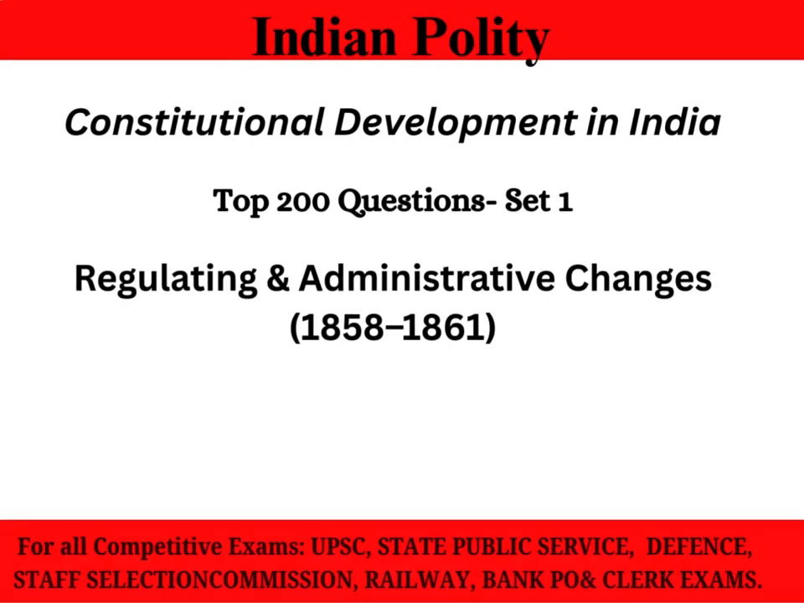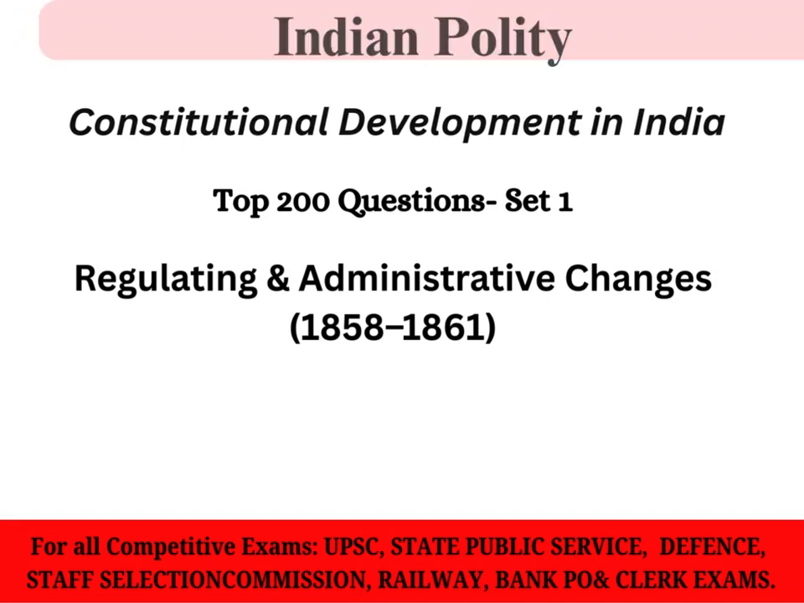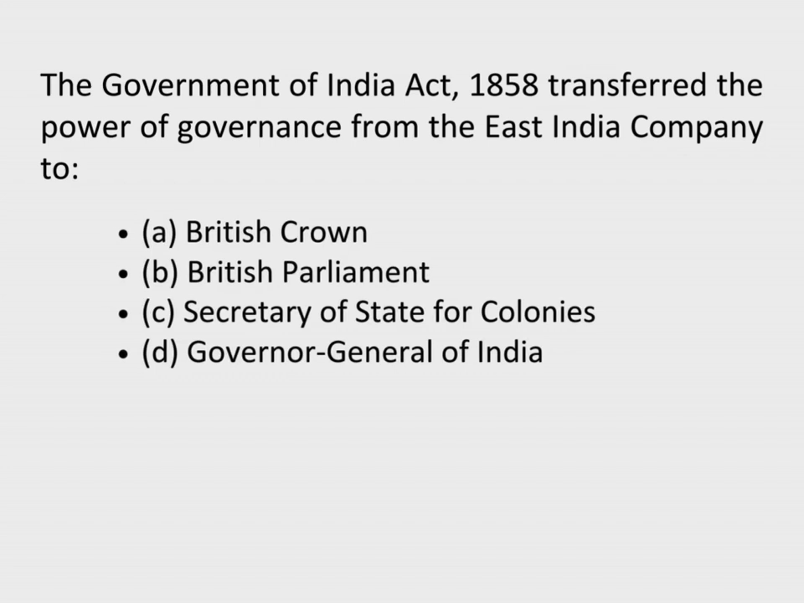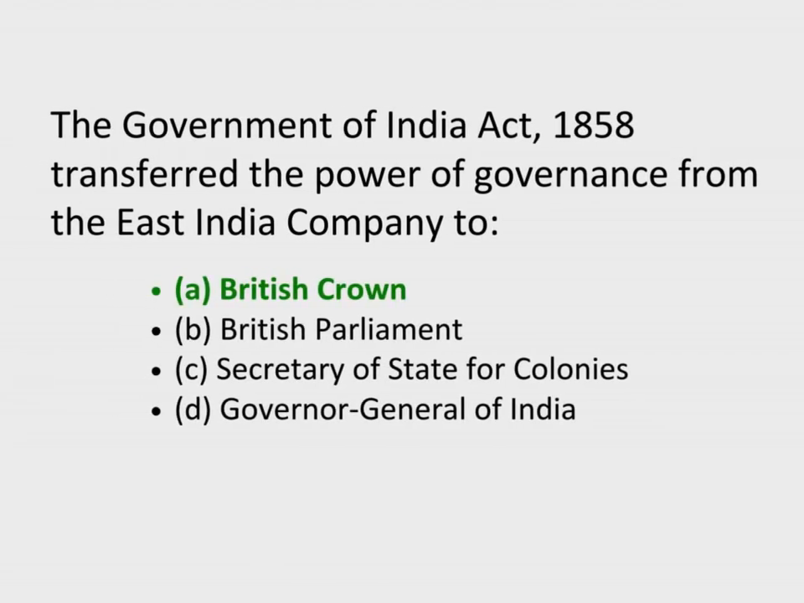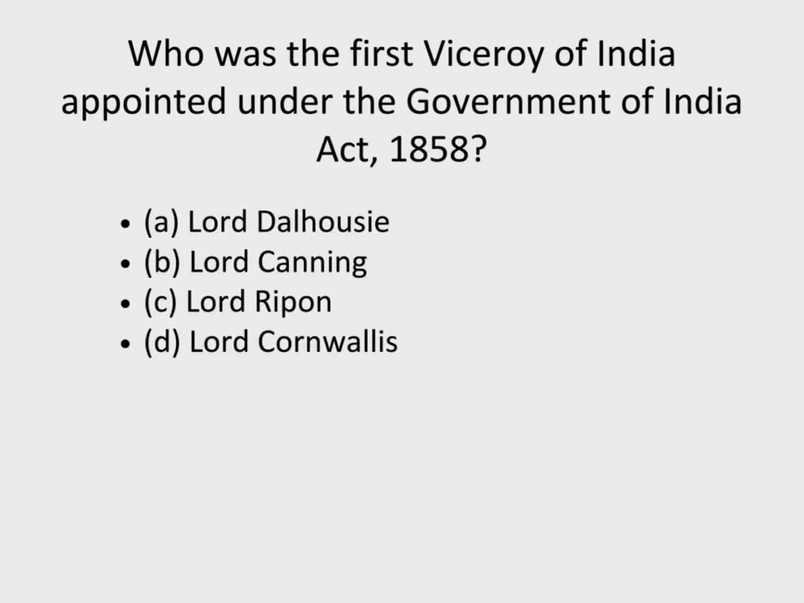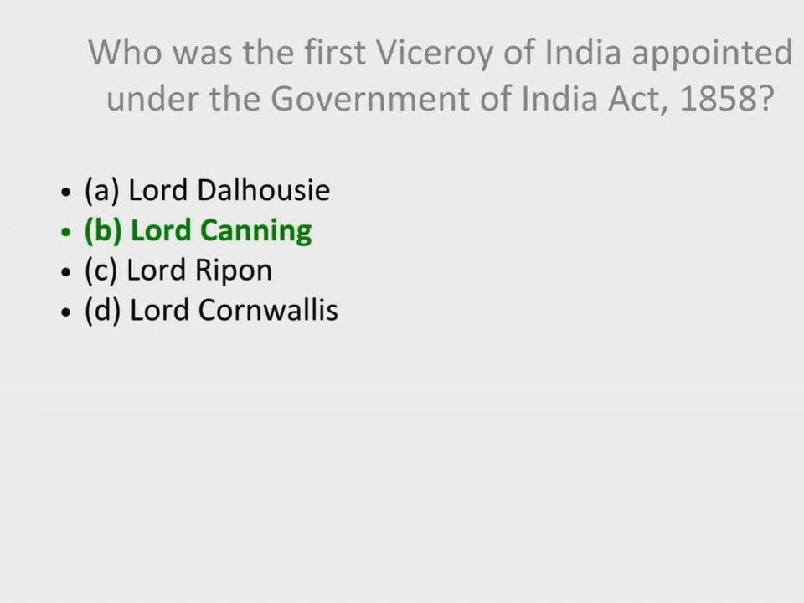Set 3, Regulating and Administrative Changes, 1858 to 1861. 1. The Government of India Act, 1858 transferred the power of governance from the East India Company to. Correct answer, A. British Crown. 2. Who was the first Viceroy of India appointed under the Government of India Act, 1858? Correct answer, B. Lord Canning.